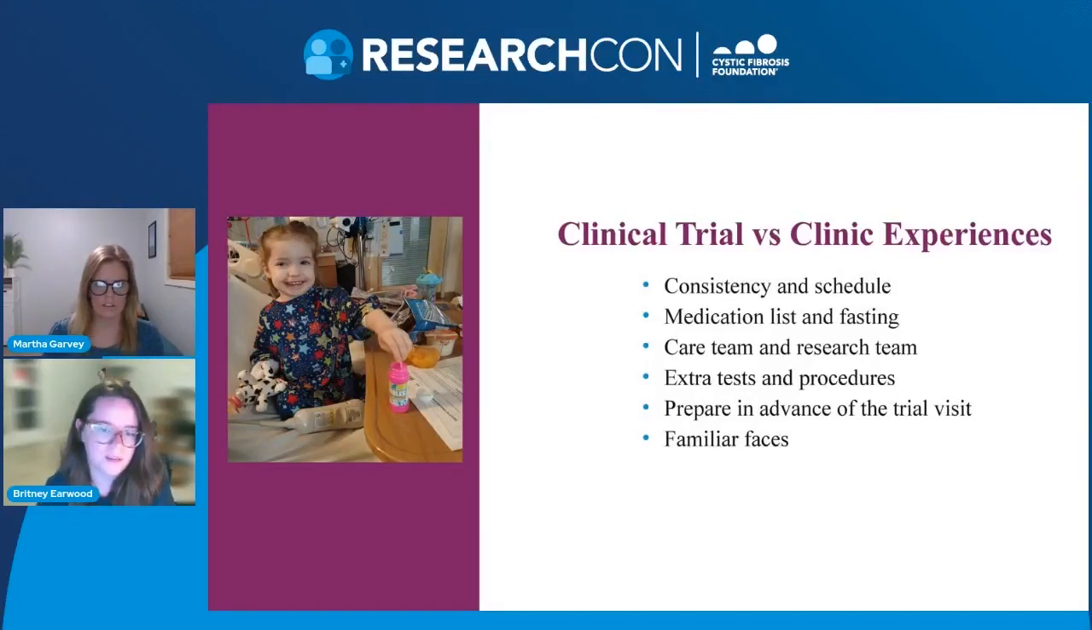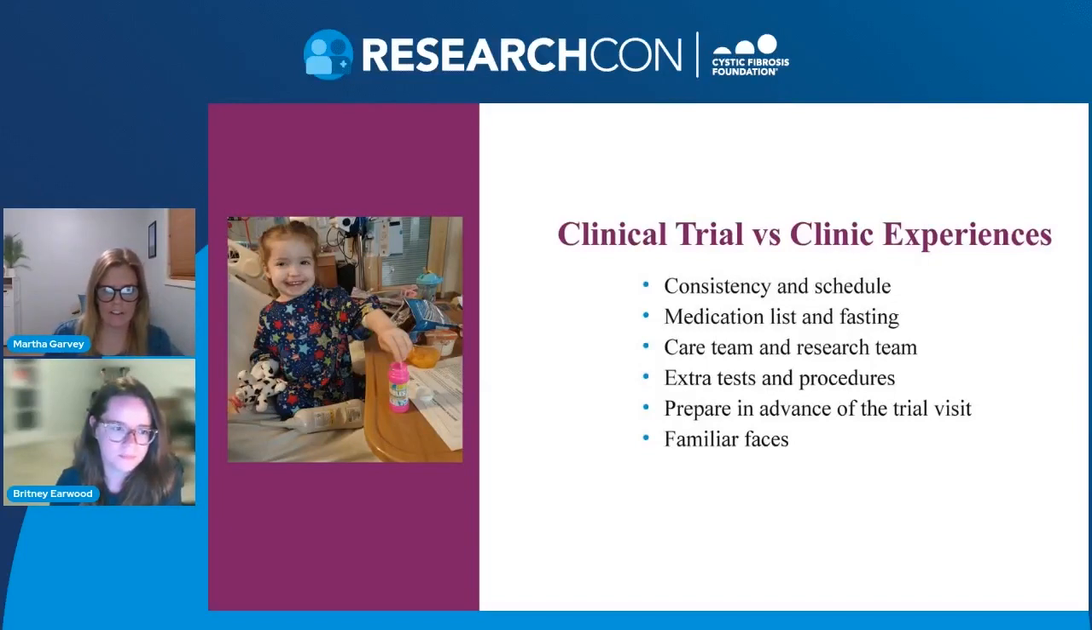Same thing with the medication. Really, it was just the introduction of the modulator. But the big difference was the addition of the tests. You don't normally get an EKG every time you go in for clinic. And then also for us, preparation. If I'm just going for a clinic visit, I'm not taking a lot. If I know I'm going to be there for the clinical trial, there's a lot that comes with us just to make sure that she's entertained and taken care of for the day. So for us, those were the big differences.